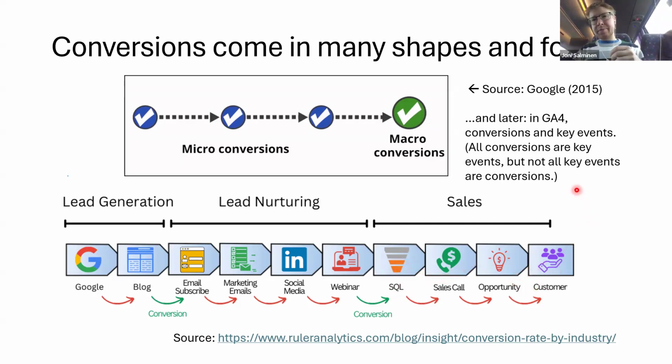So this has evolved in, for example, Google Analytics 4. They have separate event types. So they have conversions that are these business events like purchases, for example, and then key events that could be something like email subscription. So basically, all conversions are key events, but not all key events are conversions. This is how these micro conversions can be set up as key events in Google Analytics tracking.